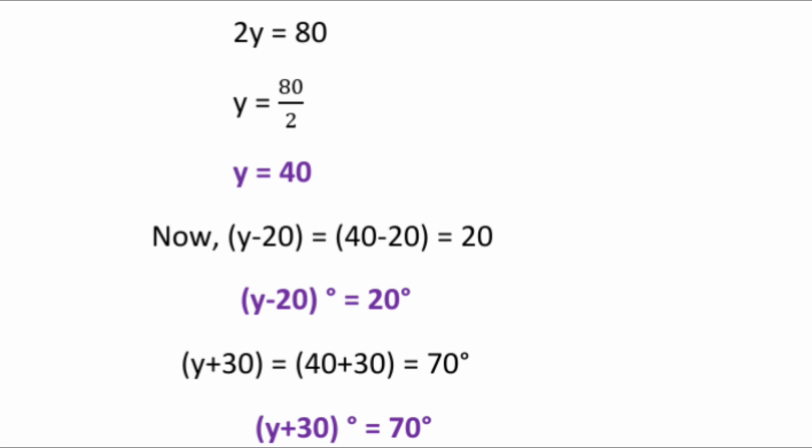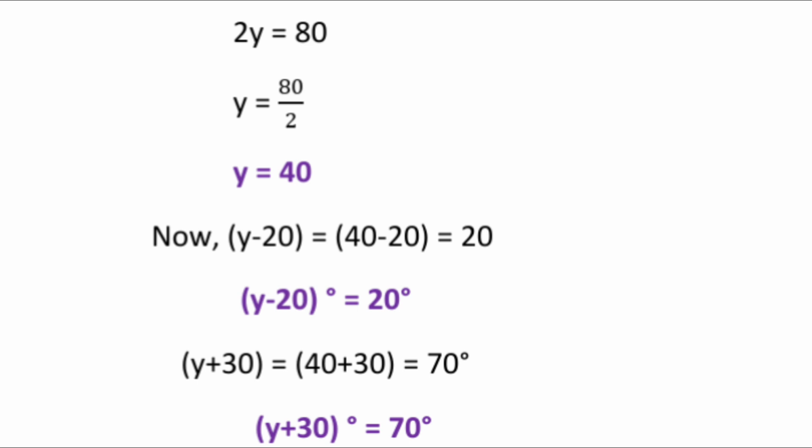Then this 2 is in multiplication with the y on the left hand side, and will go in division on the right hand side. Now we have the equation y is equal to 80 divided by 2. 80 divided by 2 is 40. y is equal to 40. Now here we got the value for y, that is 40. Now we will put this value in the equation. So y minus 20 is equal to 40 minus 20, which is equal to 20.